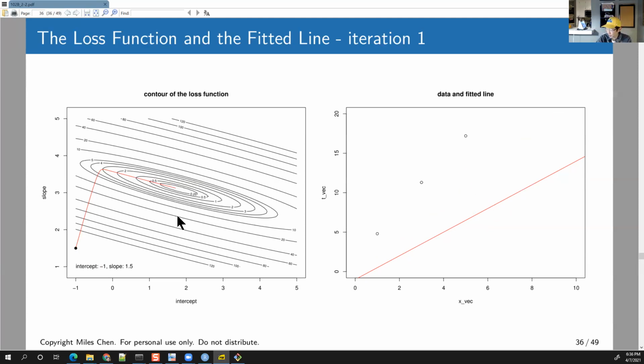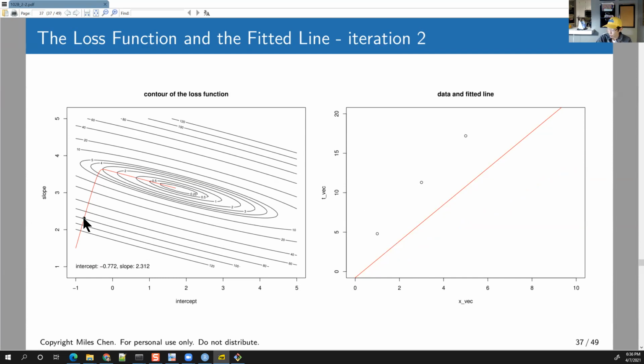Increase the slope. And so at the next iteration, the slope goes from 1.5 to 2.3. It says at the next iteration, increase the slope, and so it increases the slope. It increases the intercept to say -0.7, and this is the line. So this is still doing a terrible job of fitting our data, okay?